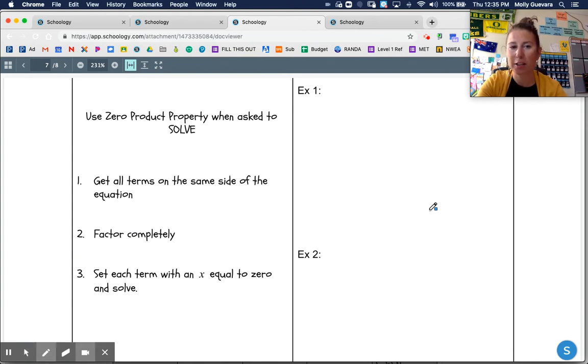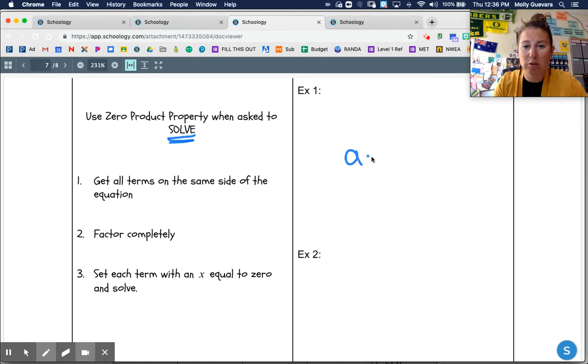So zero product property is just used when you're asked to solve by factoring. So I'm going to underline this, it's really important, right? Remember that when you're asked to solve, what you're really trying to find are the x-intercepts, right? Where does the graph cross the x-axis? And we can find where the graph crosses the x-axis by factoring, by using what we call the zero product property. You don't have to write this part down. I'm just going to make a note of this.